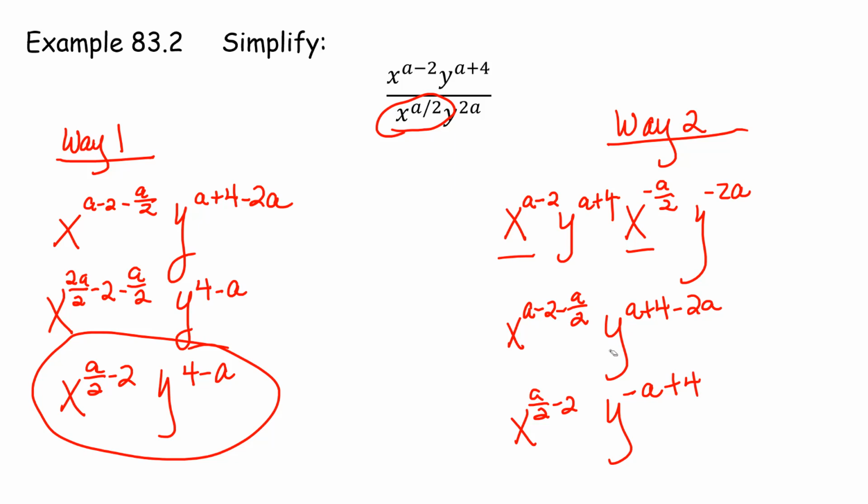And on the other side, I wrote it as 4 minus a. So I'll write it as 4 minus a this way. So you get the same answer, of course, either way. But just whichever way you think makes sense to you, do it that way.